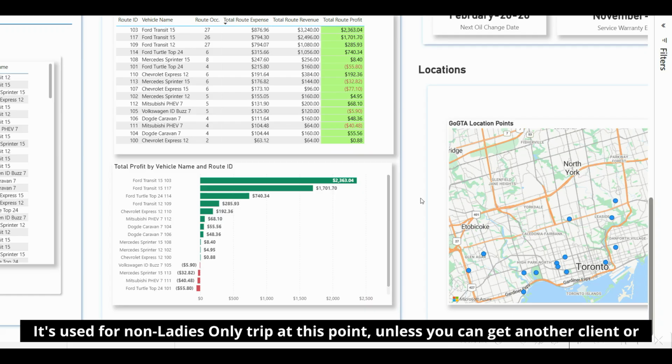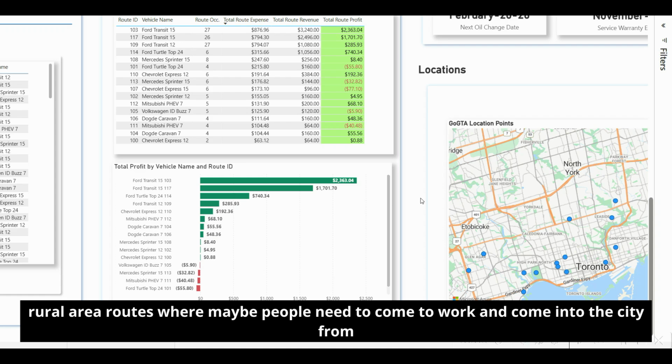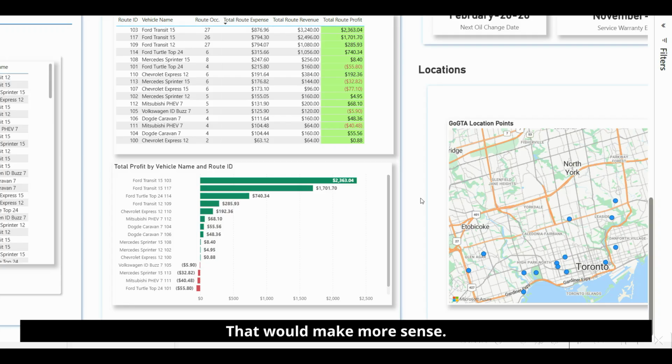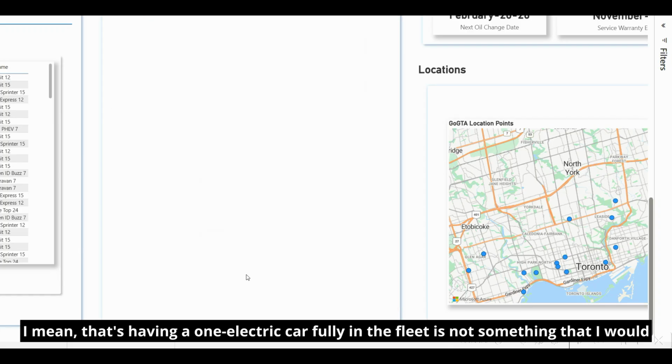Its use for a non-ladies only trip at this point, unless you can get another client or another source of passengers where you'd need that big 24-seater. Maybe run some rural area routes, where people need to come to work and come into the city from further areas. That would make more sense. I'm not personally too concerned about that loss here of $5.90 for the ID Buzz. I mean, having one electric car fully in the fleet is not something that I would say is a bad idea.